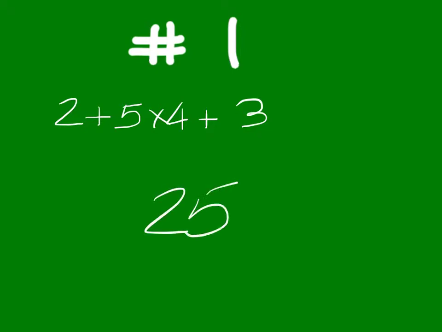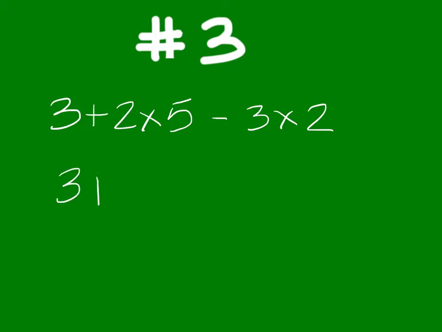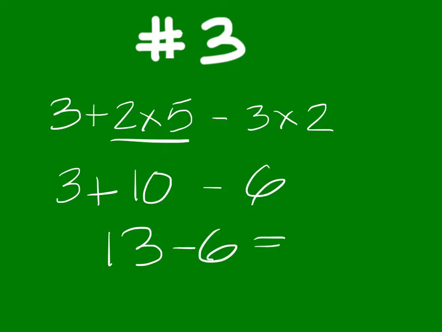Answer on this one is 25. Answers should be 7 and 4. You have to do 2 times 5 to get 10, and then 3 times 2 to get 6, and it should be 13 minus 6, which is 7.